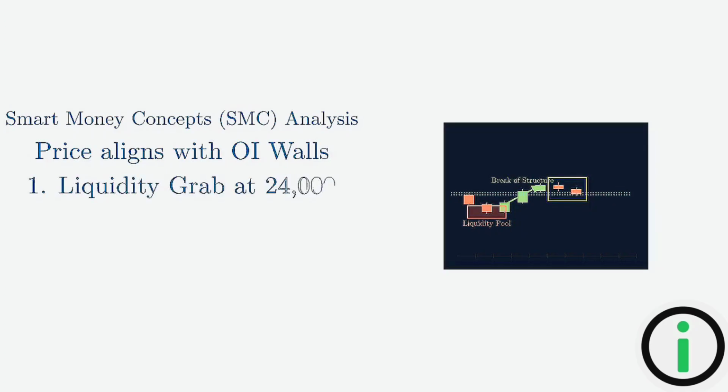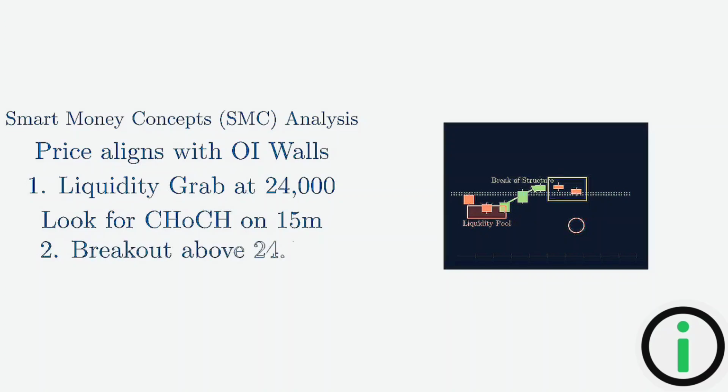Tomorrow, there are a few things you should watch for. First, if the price wicks below 24,000 and then closes back above it, that is a classic liquidity grab of the put wall. If you see this, look for a change of character or CHoCH on a smaller 15-minute time frame before considering a long position.